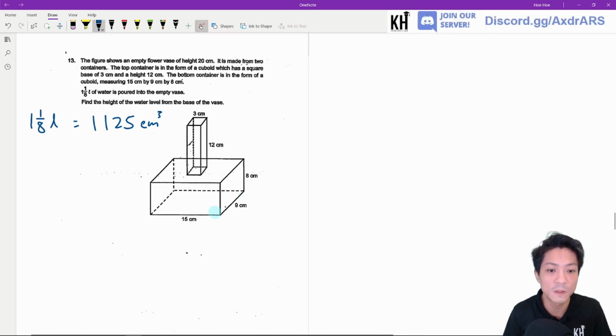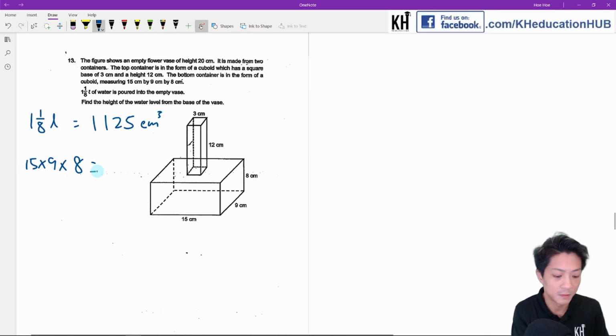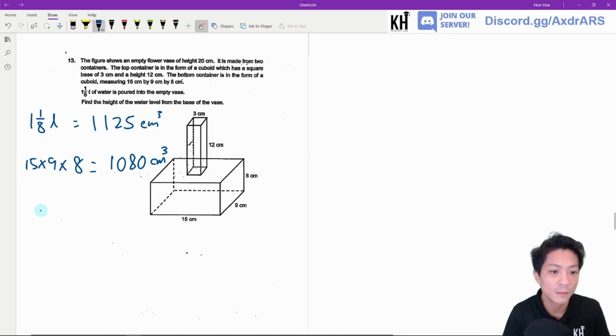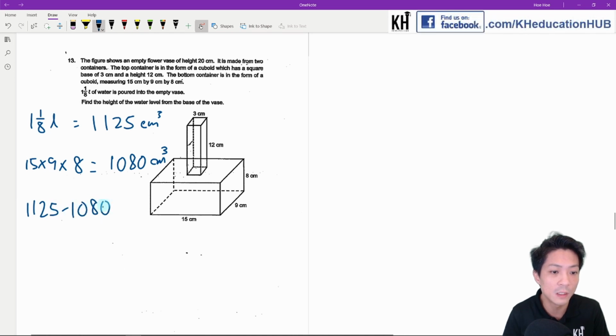Okay, next I'm gonna find the volume of the bottom cuboid. So 15 times 9 times 8 is 1080. Okay, so I'm gonna subtract 1125 minus 1080 to find out the volume of water that flowed into the cuboid on top, which is 45.